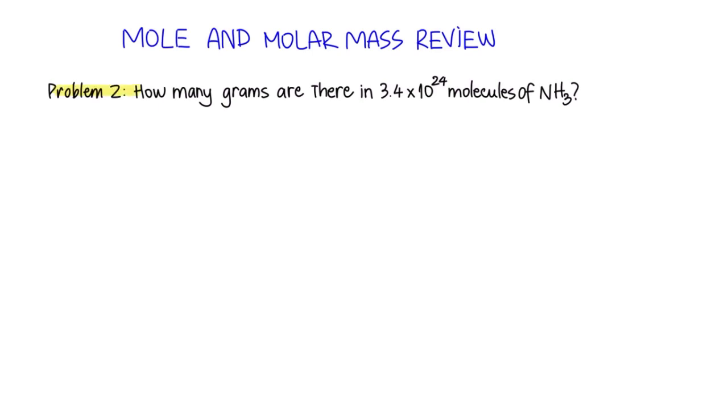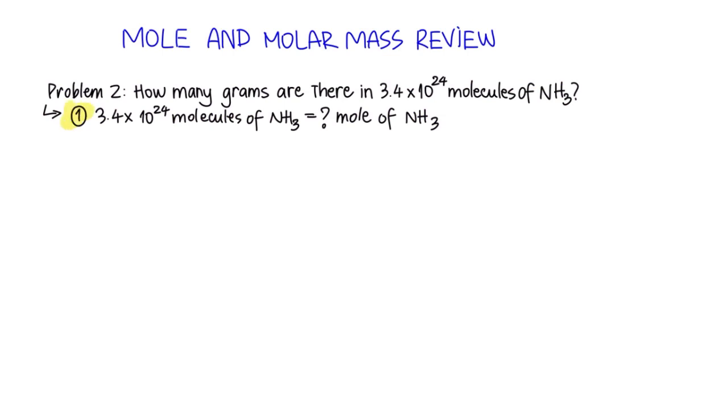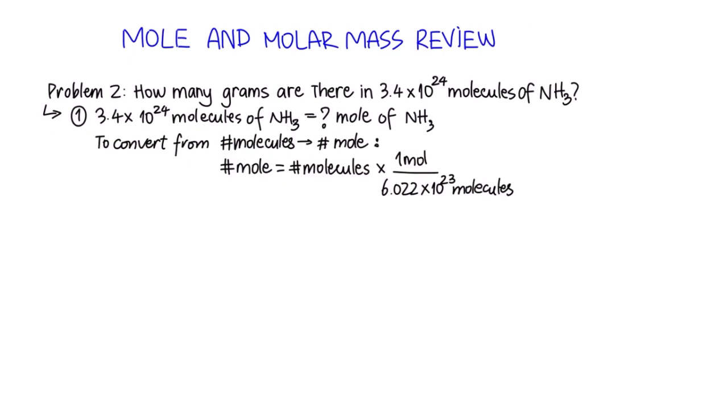Problem 2. How many grams are there in 3.4 times 10 to the power 24 molecules of NH3? To solve this problem, it's going to involve 2 steps. Step 1, we're going to convert between the number of molecules of NH3 to the number of moles of NH3. And in step 2, we'll convert between the number of moles of NH3 to the number of grams of NH3. Let's focus on step 1 first.